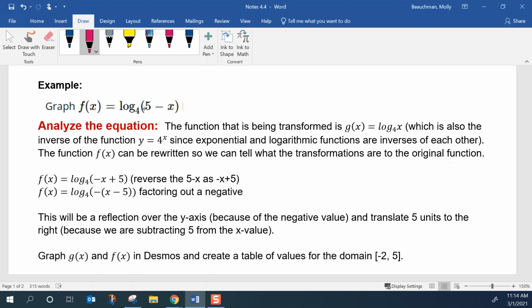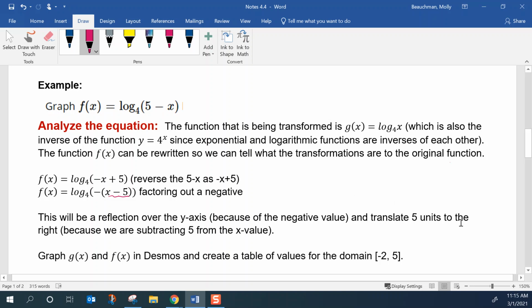If you switch the x in the 5 minus x and rewrite it as negative x plus 5, and then factor out a negative, you can tell that we're going to have a reflection of some sort. We have to factor out the negative because we're adding or subtracting something to x. Up here, we're adding 5, but we're adding 5 to the negative x. That's why we factor out a negative. We're actually subtracting 5 from the x coordinate.